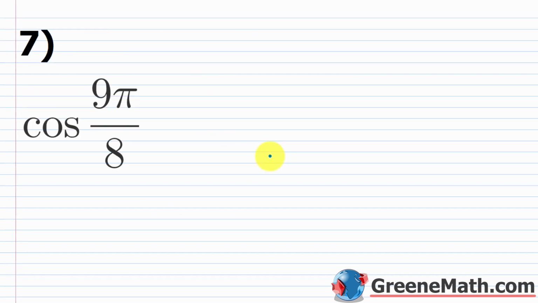Okay, let's take a look at problem 7. So here we have the cosine of 9 pi over 8. So again, you could convert this over if you need to. So I'll multiply this by 180 degrees over pi. I don't recommend it at this point. I think you should get used to working with fractions. So the pi's are going to cancel. If I do 180 divided by 8, I get 22.5.